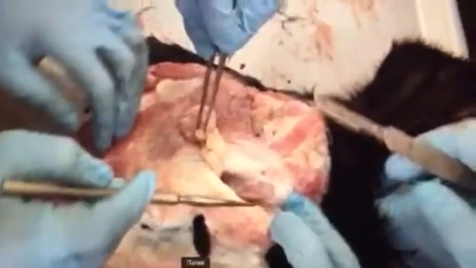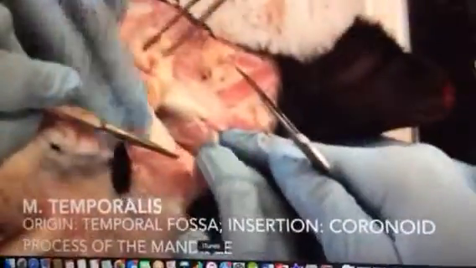The temporalis muscle arises from the sagittal crest and the expansive temporal fossa on the lateral cranium and inserts on the coronoid process of the mandible. It elevates the mandible, bringing the upper and lower teeth together.